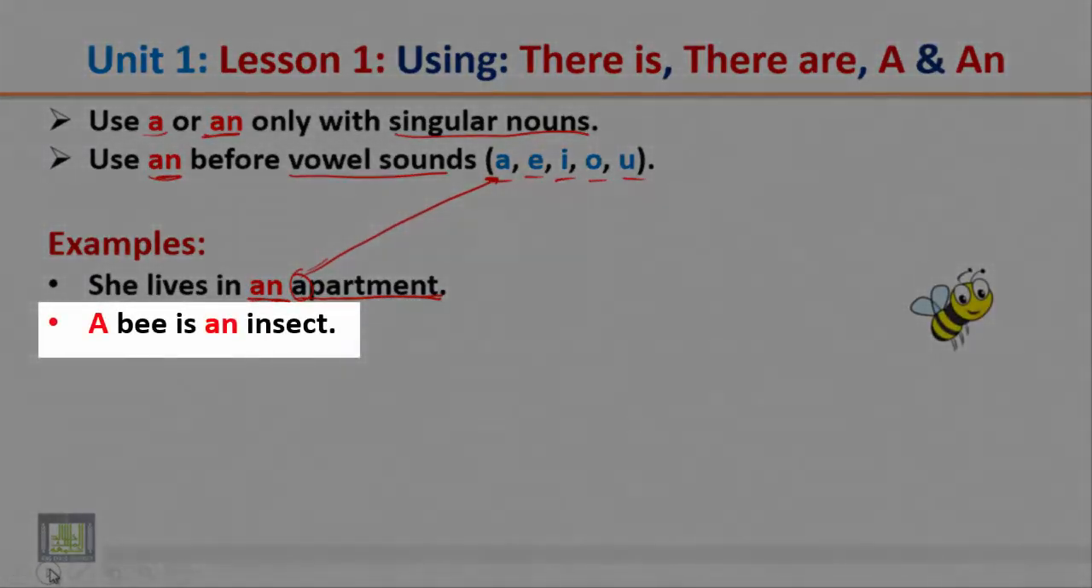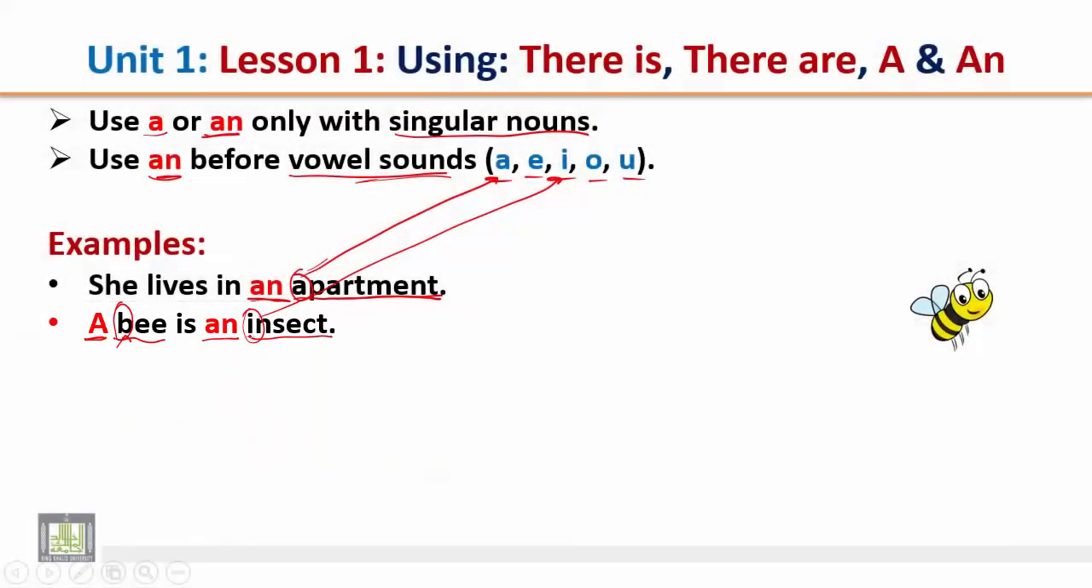Another example: a bee is an insect. Notice here that the word bee is singular. It starts with a consonant. This is a consonant. It is not a vowel sound. So we use a before the word bee. But the word insect starts with a vowel sound, I. So we use an before the word insect.